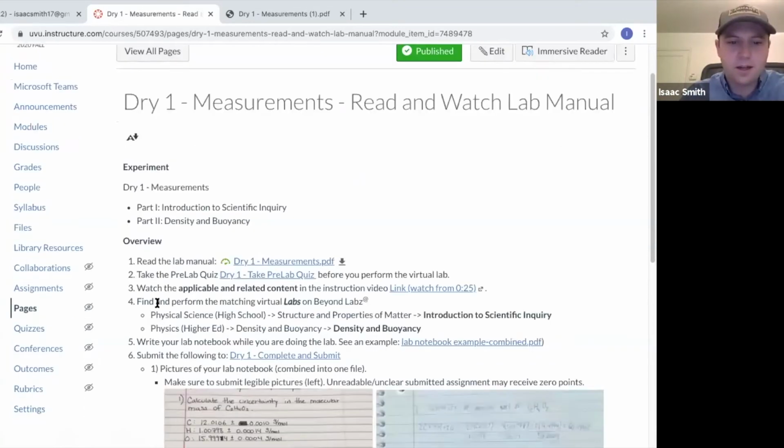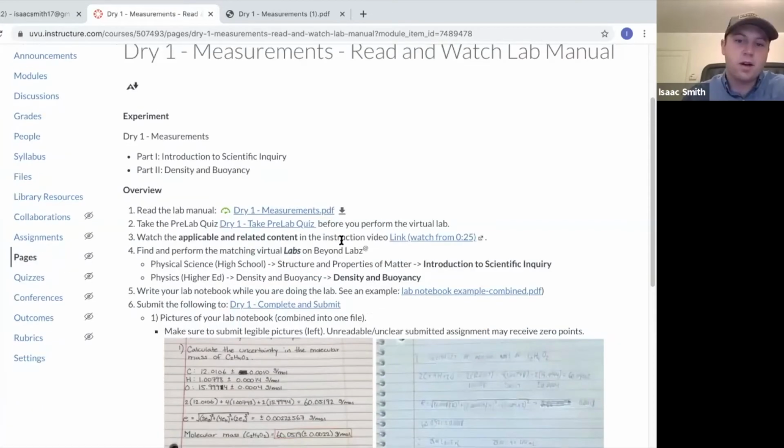So then you'll actually find and perform the labs, which this video helps you do. It's not required that you watch this video, but I would highly suggest it. I think it's going to save you a lot of time and frustration when you actually go to do the labs. Then you're not spending time figuring out how to do it because someone's already shown you. So it should be pretty quick after someone shows you how to do it.